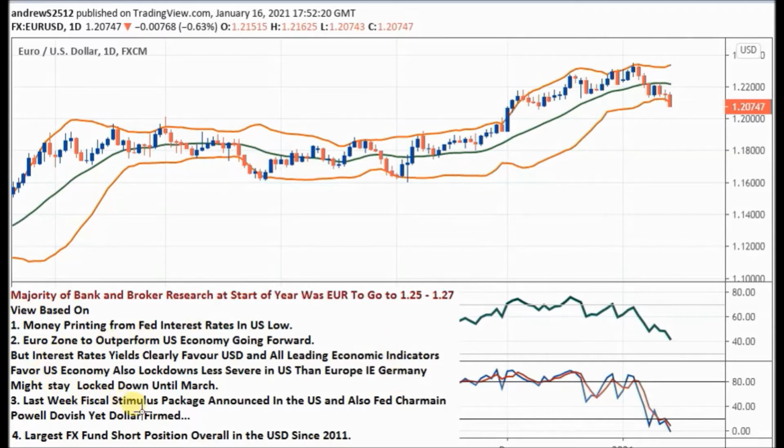Now, last week, fiscal stimulus package in the US from the Democrats and Joe Biden, market was saying that's really bearish for the USD. And it was announced, I think it was 2 trillion in stimulus, but that is why the bond market is actually going up. So the market was looking for that fiscal stimulus package to send the euro up on the USD. Obviously, it didn't go up.